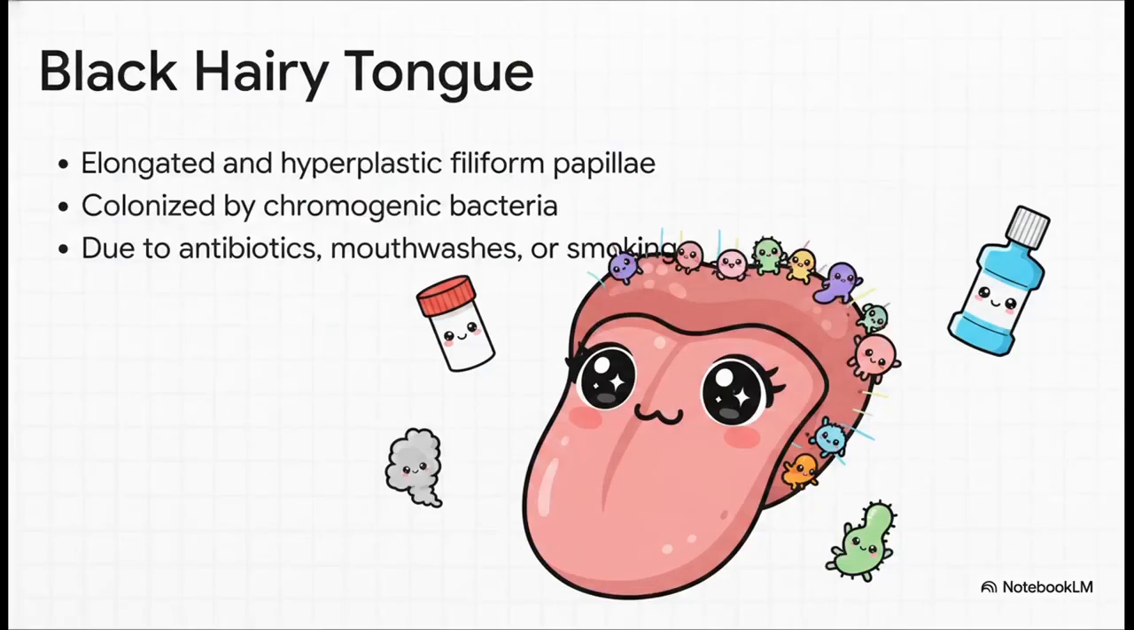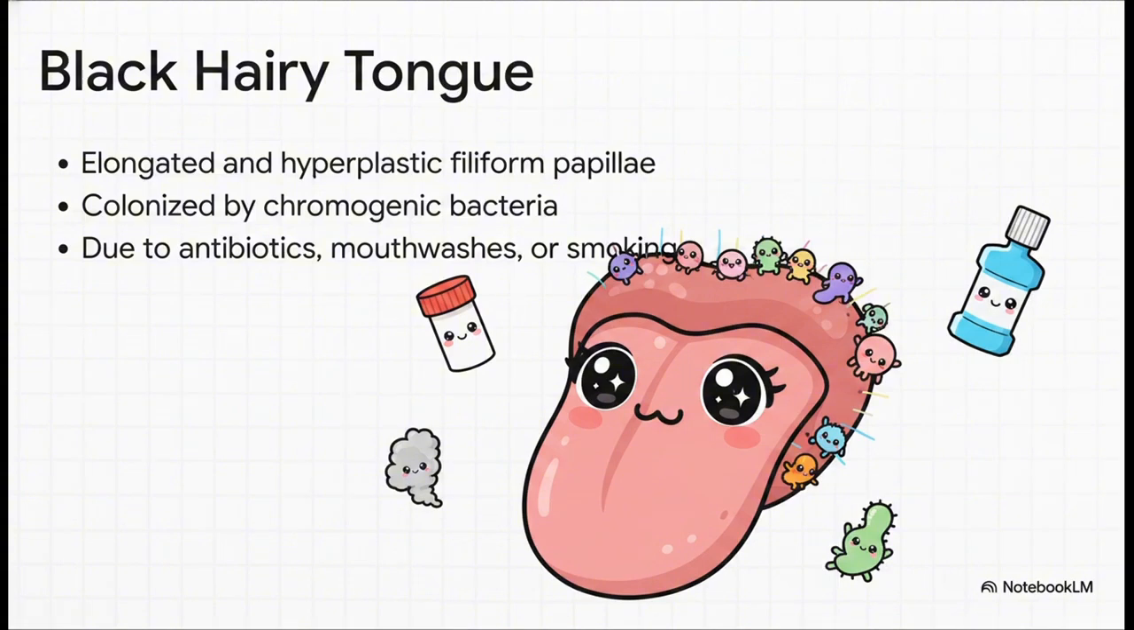Now, for diffuse black lesions, black hairy tongue is going to be your go-to diagnosis. This typically occurs on the middle and posterior third of the dorsal tongue. What's actually happening on a microscopic level? The filiform papillae become really elongated and hyperplastic. These hair-like extensions then basically become a cozy home for chromogenic bacteria.